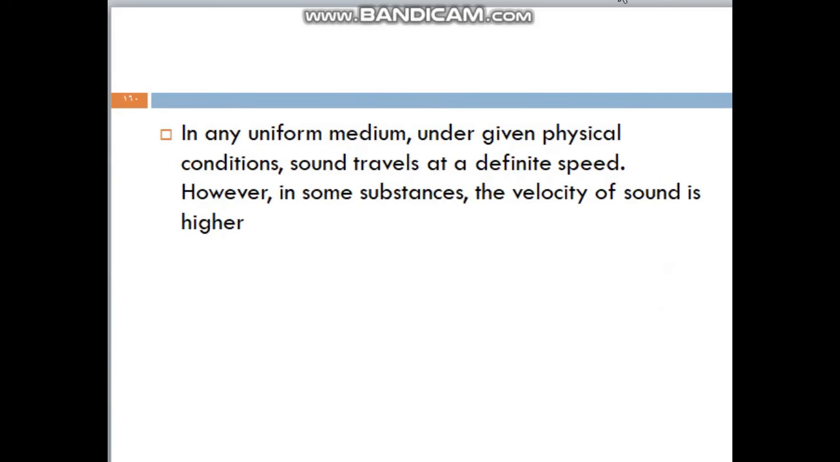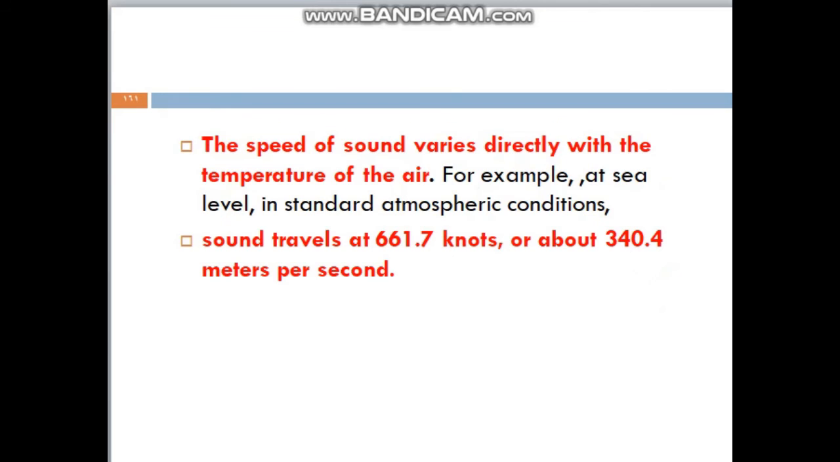In any uniform medium, under given physical conditions, sound travels at a definite speed. However, in some substances, the velocity of sound is higher. The speed of sound varies directly with the temperature of the air. For example, at sea level in standard atmospheric conditions, sound travels at 661.7 knots, or about 340.4 meters per second.